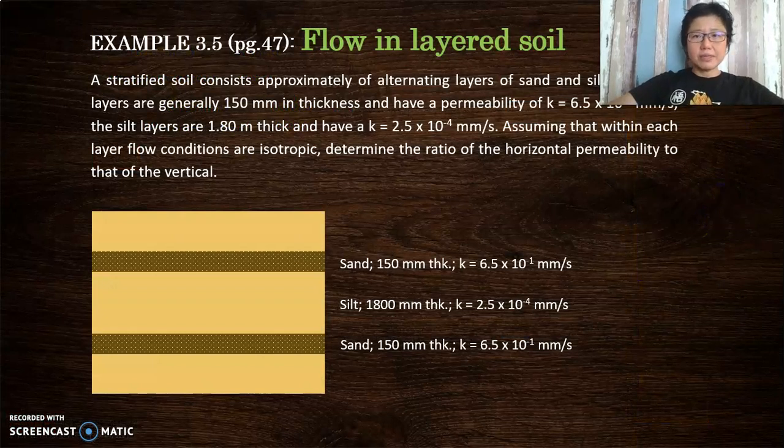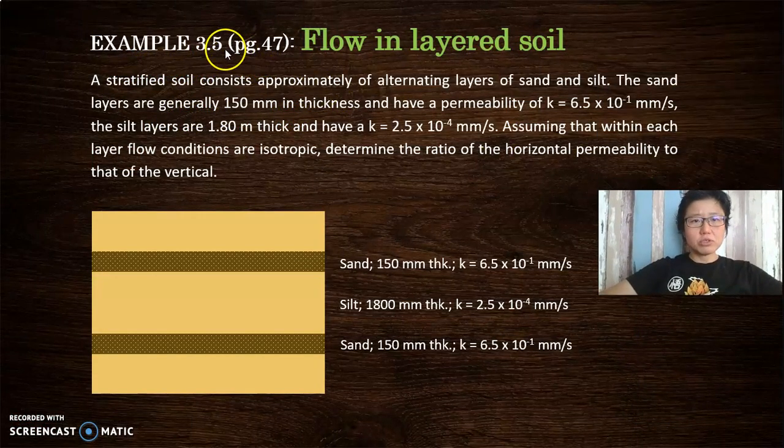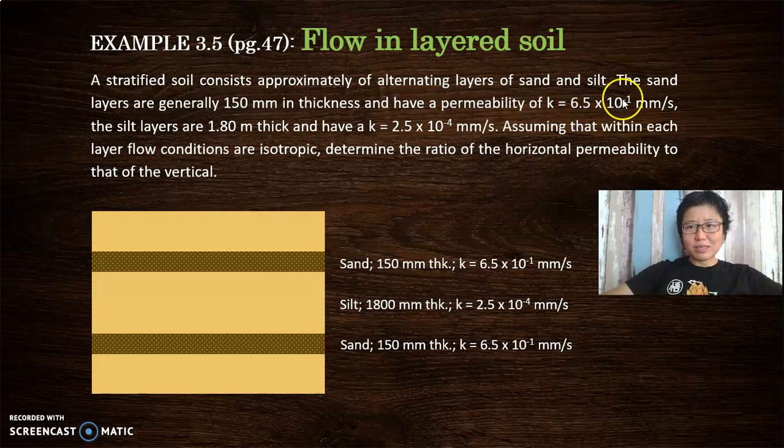Now, another example here, again, is from your module, example 3.5, page 47. In the case of flow in a layered soil, stratified meaning a layered soil, approximately alternating layers of sand and silt. Sand is 150 mm thick with a certain coefficient of permeability, and the silt is 1.8 meters thick with a permeability of such. Note that when we talk about the coefficient of permeability, the K value, it is the power that we are interested in: 10 to the power of negative 1 for a sand, and 10 to the power of negative 4 for a silt. Which one is a smaller number? Obviously, 10 to the power of negative 4, and it is for the silt.